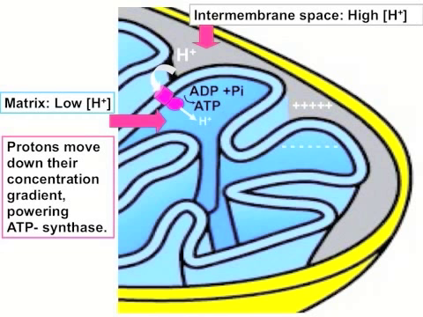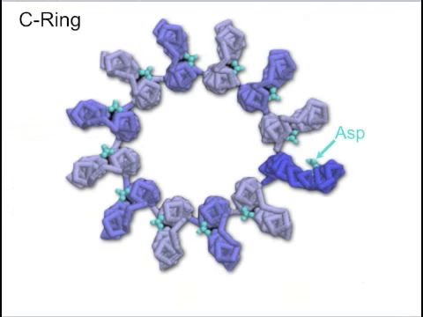And so remember, the intermembrane space has a high concentration of protons. Therefore, the pH is low compared to that in the matrix. In the matrix, there is a low concentration of protons, and so the protons will move down their concentration gradient, and this powers ATP synthase.